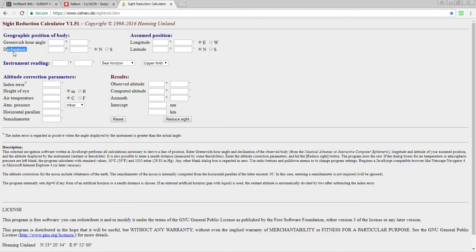That is where, north or south of the equator, that geographic position is located. So longitude of the body, declination of the body, where it's shining onto the Earth essentially. Those are the two pieces of information we need from the nautical almanac. So we'll get those now.